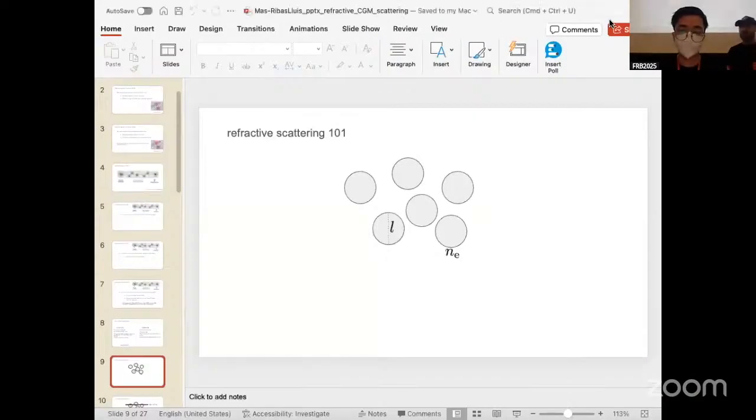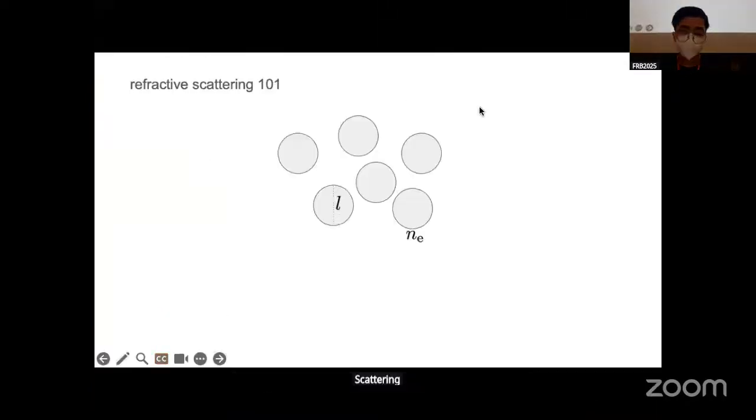And next up, we'll have Luis Mas-Ribas, who's going to tell us about scattering in the CGM, refractive scattering in the CGM.